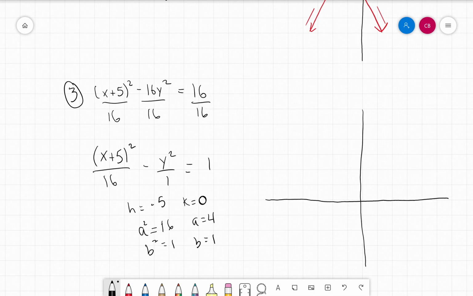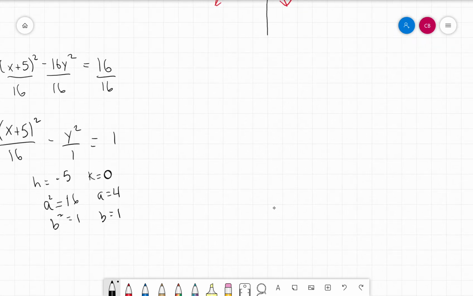We've got negative 5, 0. Uh-oh. I'm going to need more space, I think. So let's do this again. Negative 5, 1, 2, 3, 4, 5. We've got our point. That's our center where we're going to start the box.